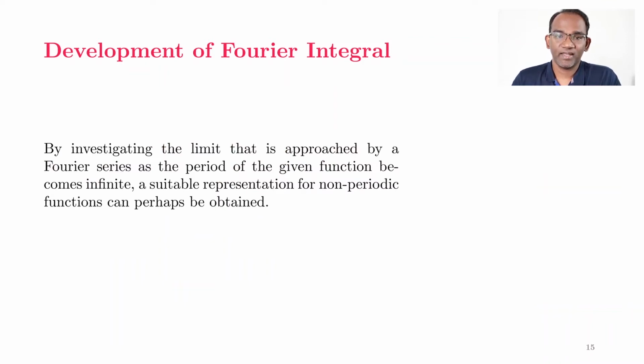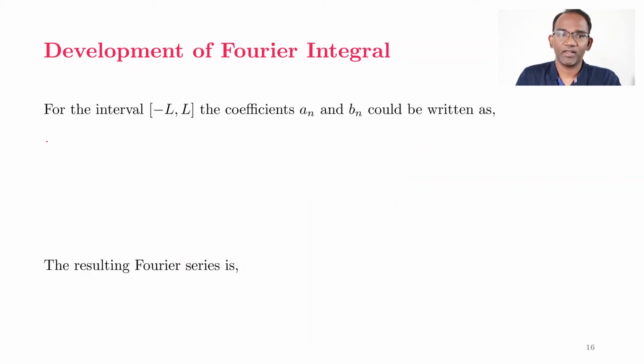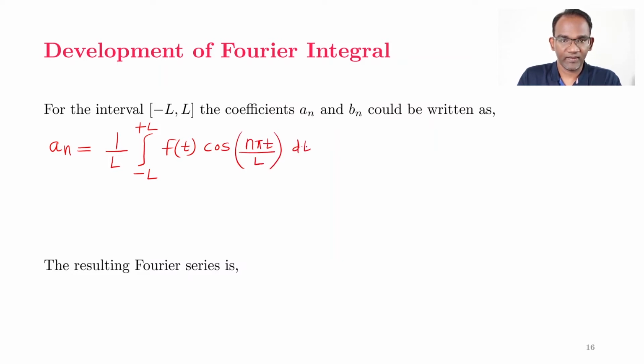And by investigating the limit that is approached by a Fourier series as the period of the given function becomes infinite, a suitable representation for non-periodic functions can perhaps be obtained. Let us now try to develop such a formalism. So we have seen that for the interval -L to +L, the coefficients a_n and b_n in the Fourier series could be written as a_n equal to 1/L integral from -L to +L f(t) cos(n pi t/L) dt, and then b_n equal to 1/L integral from -L to +L f(t) sin(n pi t/L) dt.